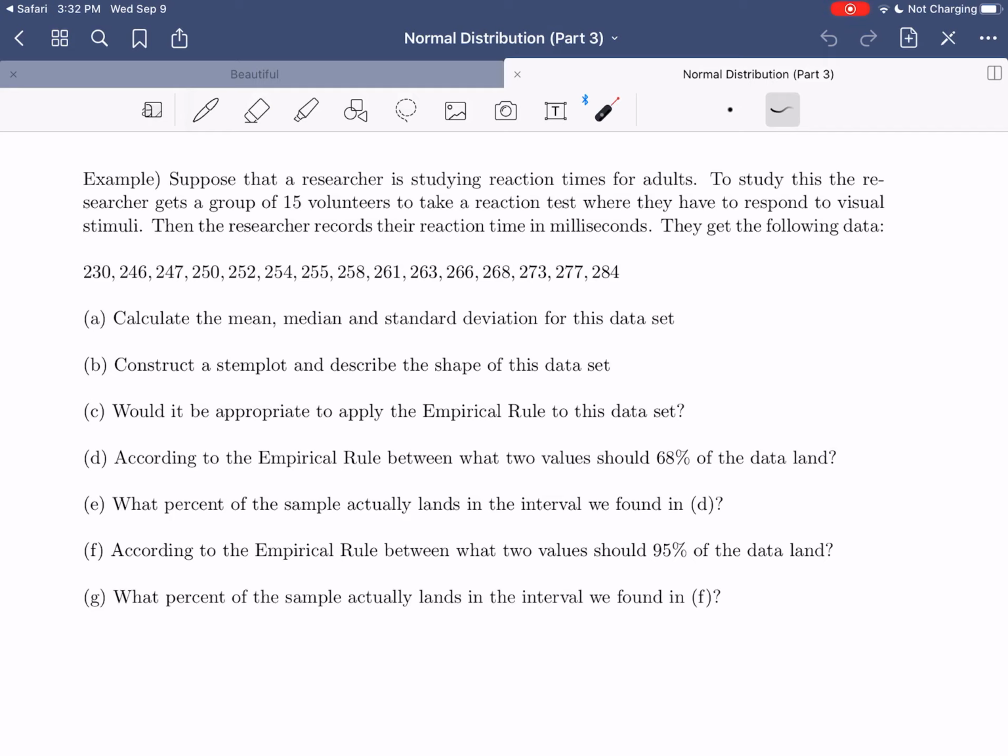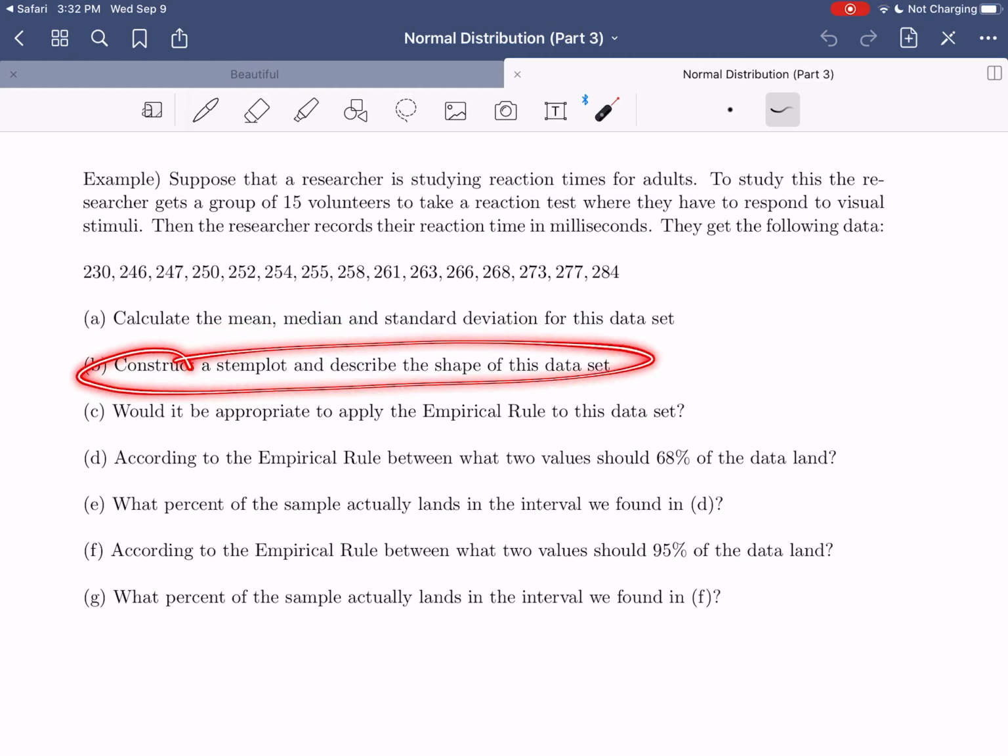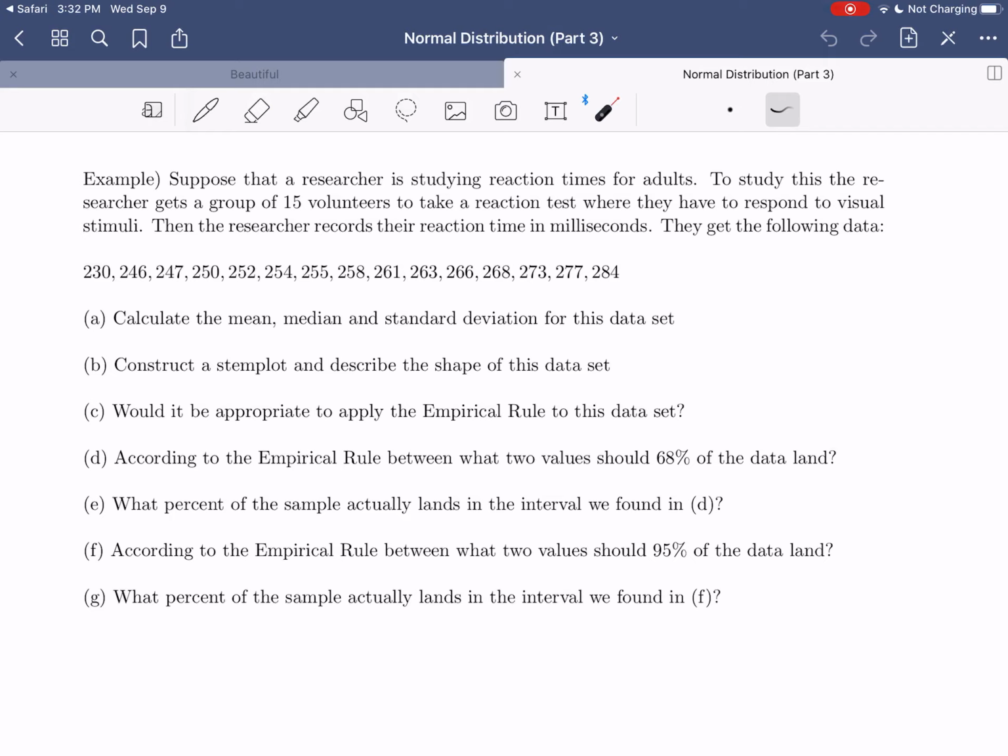So we're going to do a bunch of stuff with this. First, because this is back to just being an actual data set, we're going to calculate some basic measures: mean, median, and standard deviation. Then we're going to construct a stem plot and try to describe the shape of this data. And then in parts C through G, we're going to start to talk about the empirical rule. We're going to decide, is it really appropriate to apply the empirical rule to this data set? And then we're going to take a look at a couple of things that the empirical rule would predict and how accurate those predictions actually are.